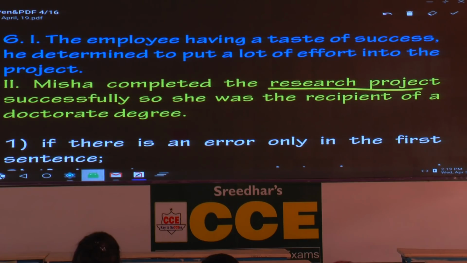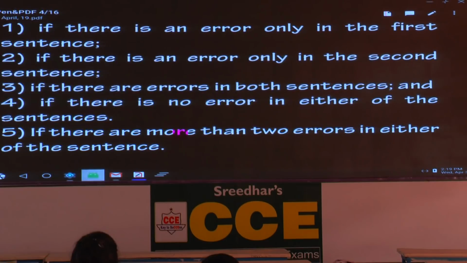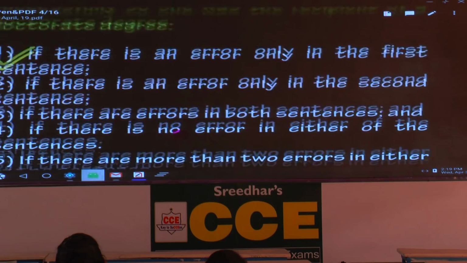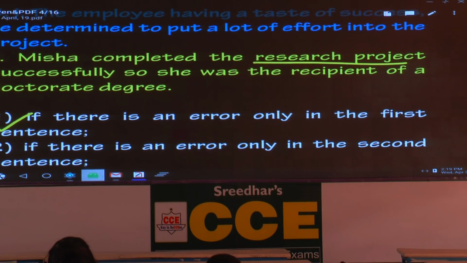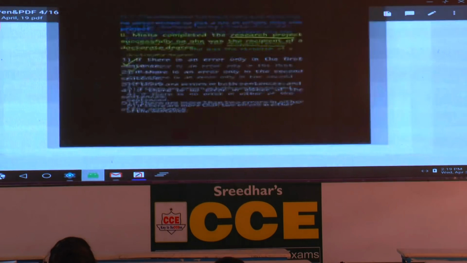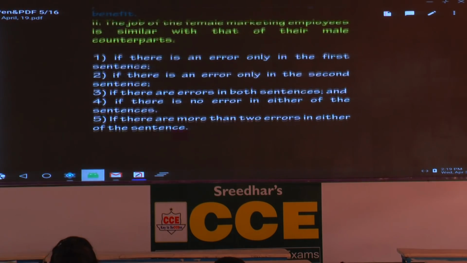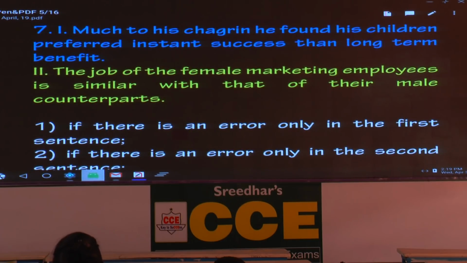But there is an error in the first sentence. So which option is right? The first option. Error only in the first sentence. Second sentence, no error. First option. Sentence number 7. Hope you guys are listening attentively. I am doing it very slowly because these are not that easy. And when you listen to a lot of questions and so many of them go wrong, obviously you get a little disturbed. But try to learn something.